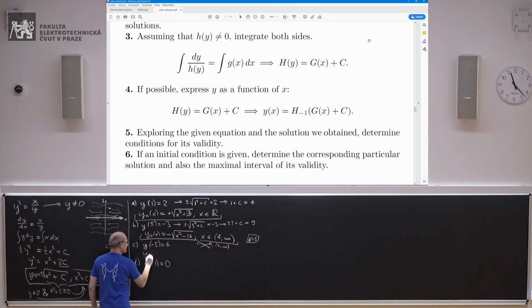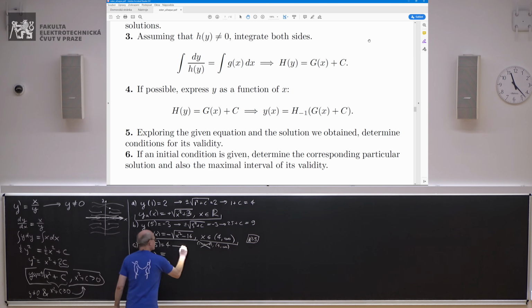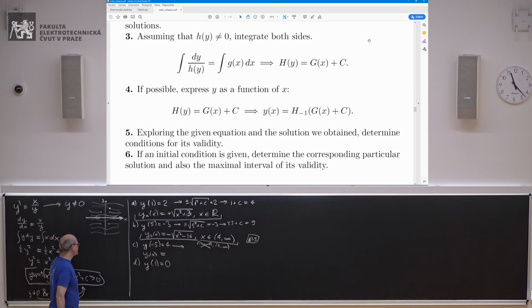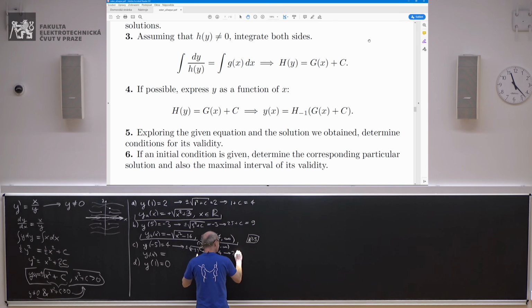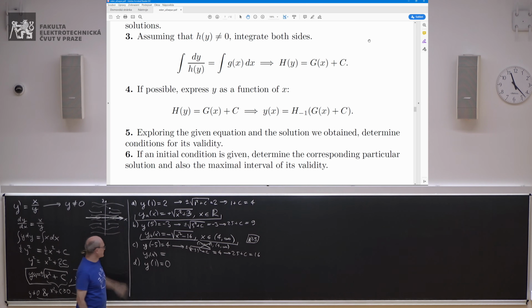y c of x is equal to. Okay, what's my condition? I put negative 5 for time. I add c, and I want the answer 4. So if I square, I get 25 plus c should be 16. So c should be negative 9.